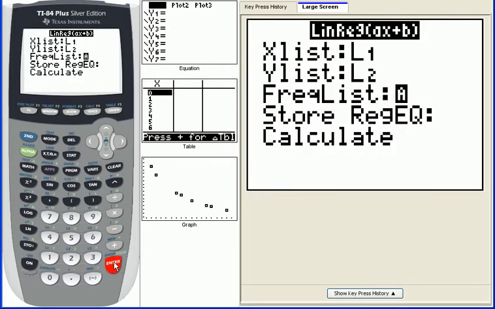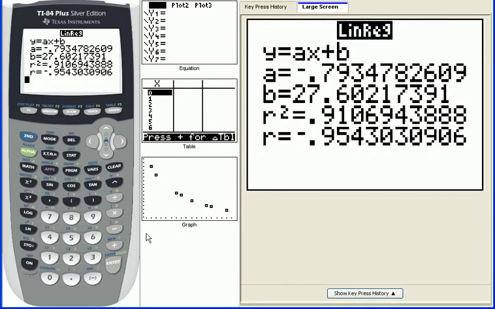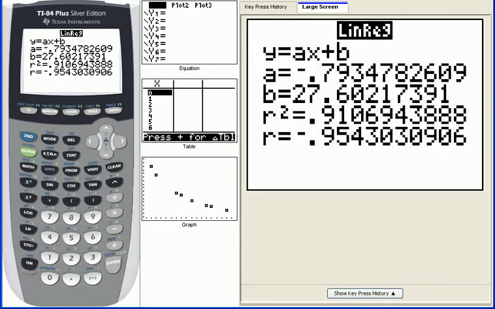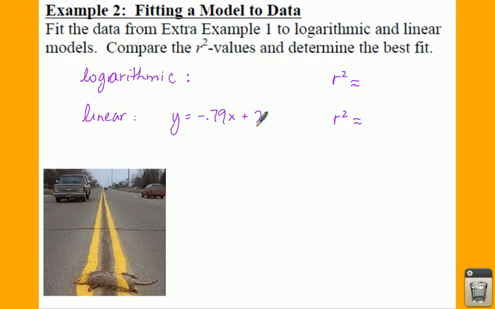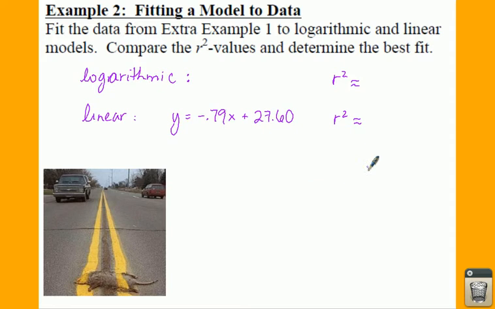So we're going to hit enter. And here is your equation. You get a negative 0.79 and a 27.60 for your equation. So let's write that down. y equals negative 0.79x plus 27.60. And then let's look at the r squared value. Your r squared value is 0.9107. So that's okay, but not great.